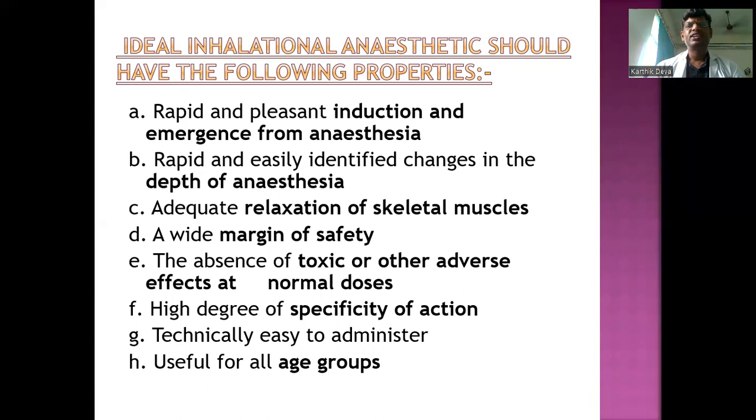The ideal inhalational anesthetic should have the following properties: rapid and pleasant induction and emergence from anesthesia, rapid and easily identified changes in the depth of anesthesia, adequate relaxation of skeletal muscles, a wide margin of safety, the absence of toxic or other adverse effects at normal doses, high degree of specificity of action, technically easy to administer, and it should be useful for all age groups.